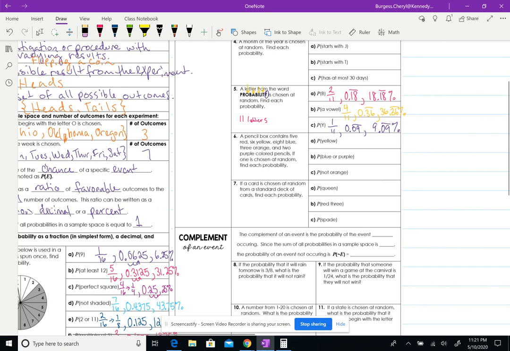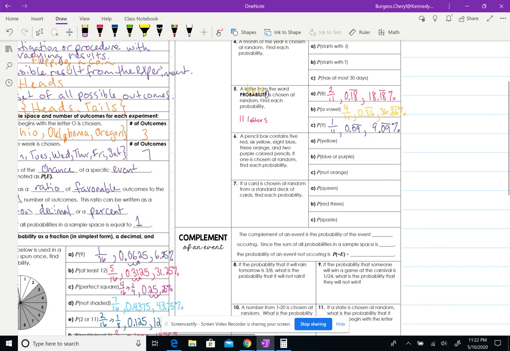So number 7 I chose because I know a lot of people don't know decks of cards. But you guys are learning at home, so of course the internet is at your disposal. If you're unsure, just look it up. It says if a card is chosen at random from a standard deck of cards, find each probability. So there are 4 suits, right? And each suit has 1 through 10, Jack, Queen, King, and Ace. So if there's 4 suits, there's going to be 4 queens.